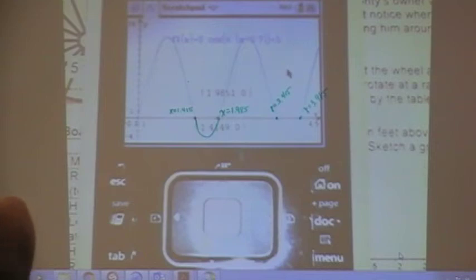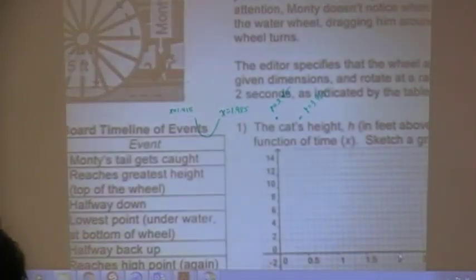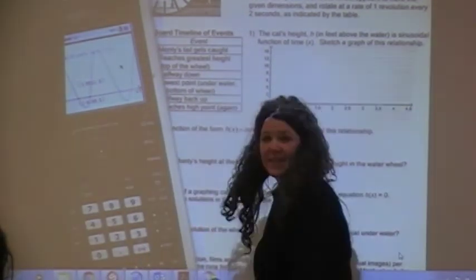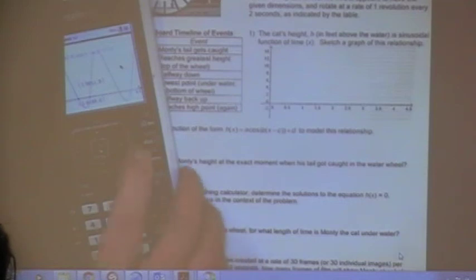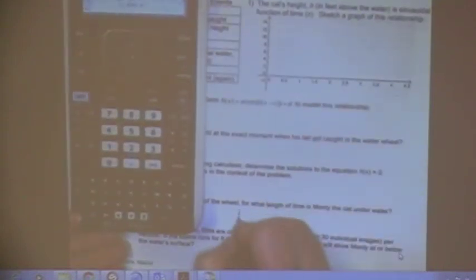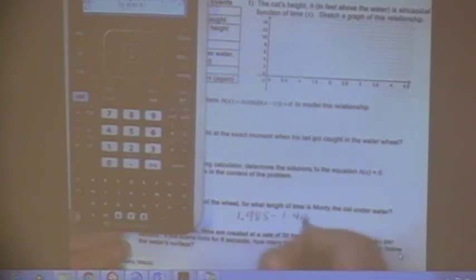Is everybody okay? All right, so now the next question is, during each revolution of the wheel, how long is Monty under the water? And how do you find that? Subtract the 2 points that are included. Yep, you subtract the 2 points. So how long is he under the water? 0.57 seconds. You can get that just from 1.985 minus 1.415, you get 0.57 seconds.